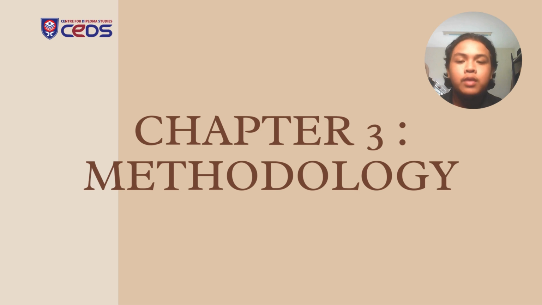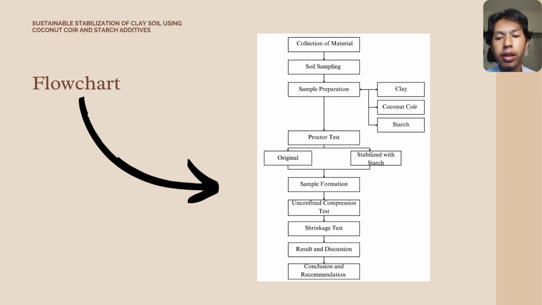Now we're moving to the last chapter of this presentation. Chapter 3, Methodology. In chapter 3, we have a flowchart. First of all, collection of material. After collection of material, we go through soil sampling. After that, sample preparation. In sample preparation, we have three: first, clay; second, starch; third, coconut coir. After sample preparation, we go through the proctor test.